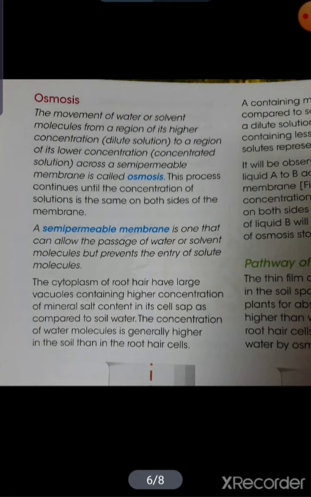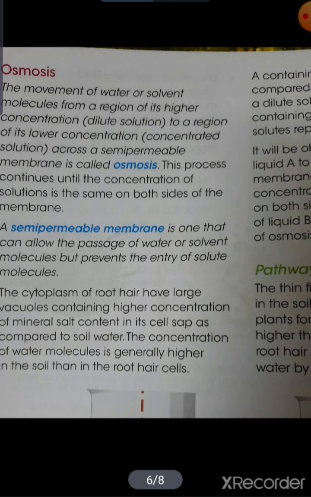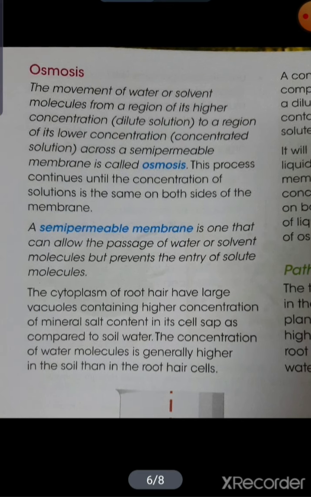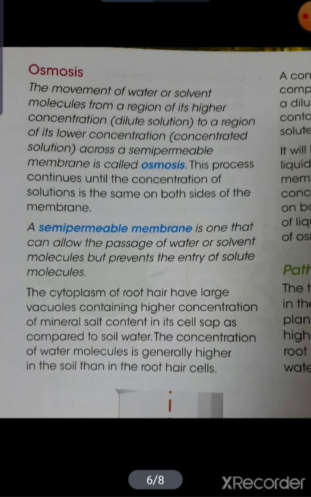Semi-permeable membrane means it is a special type of membrane which allows only some kinds of particles through it. That means all big or small particles cannot pass through this membrane. Only very small particles, ions or something, can be transported through this semi-permeable membrane. So this process is known as osmosis.